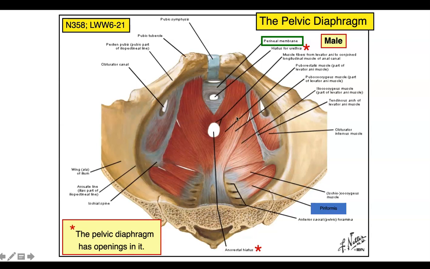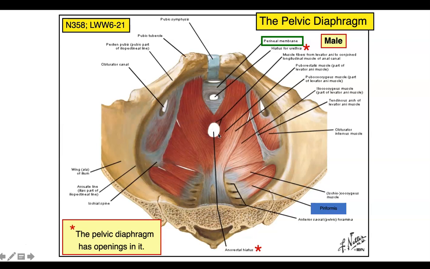This levator ani muscle arises from a tendinous arc, an arch-shaped thickening of the fascia covering obturator internus. This is called the tendinous arc of the levator ani. From this arc, the levator ani arises from both sides, and they join with each other and surround the anal orifice. The anal orifice, or anorectal hiatus, is the opening through the levator ani muscle.